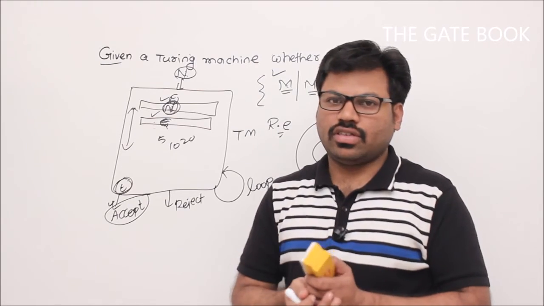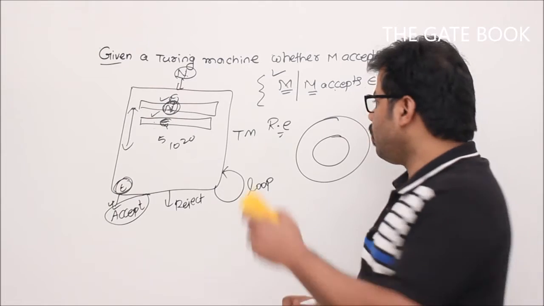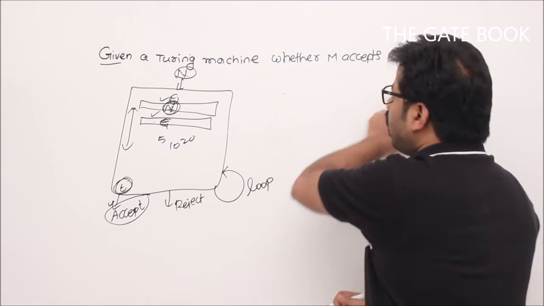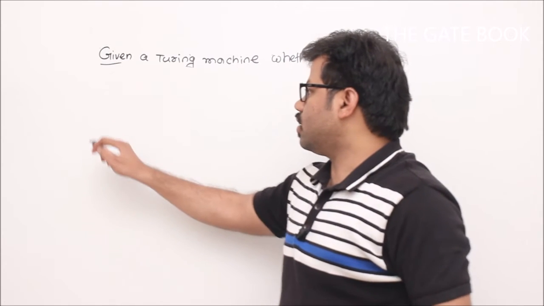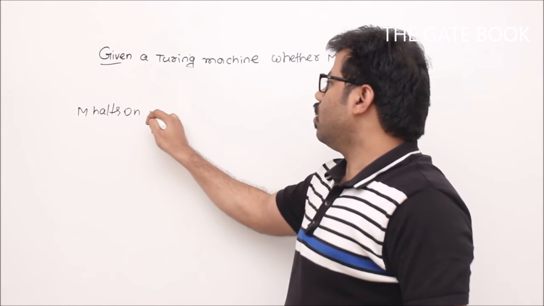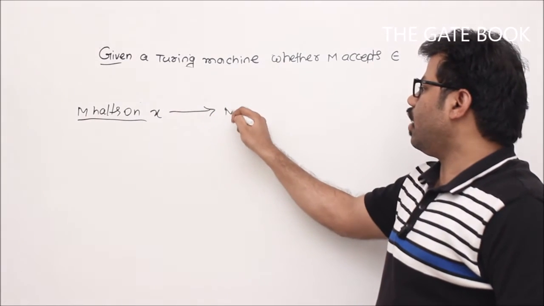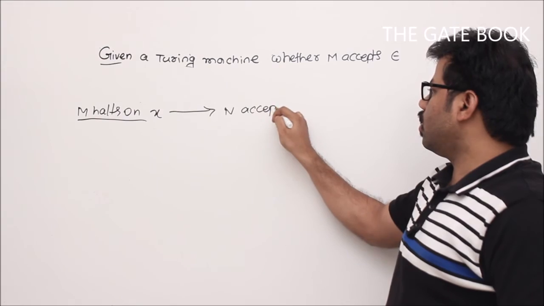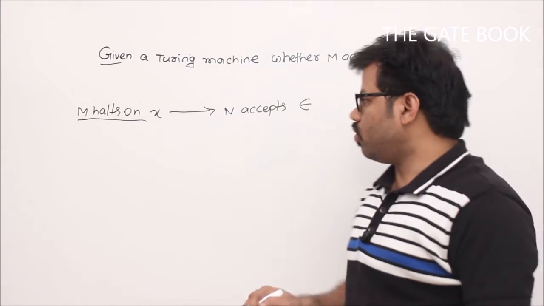So that is the question. But we know that this problem is not recursive. Why is it not recursive? Because we can do it like this. We can reduce this problem to the M halts on x problem. If M halts on x, then N accepts epsilon. So this kind of reduction I can do. I will show how to do it.